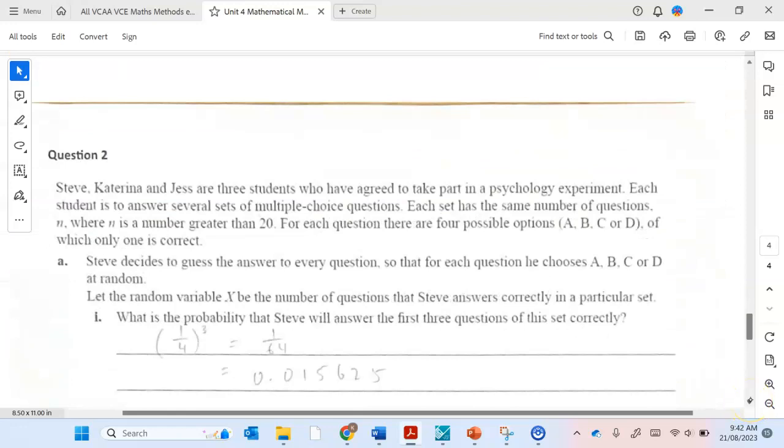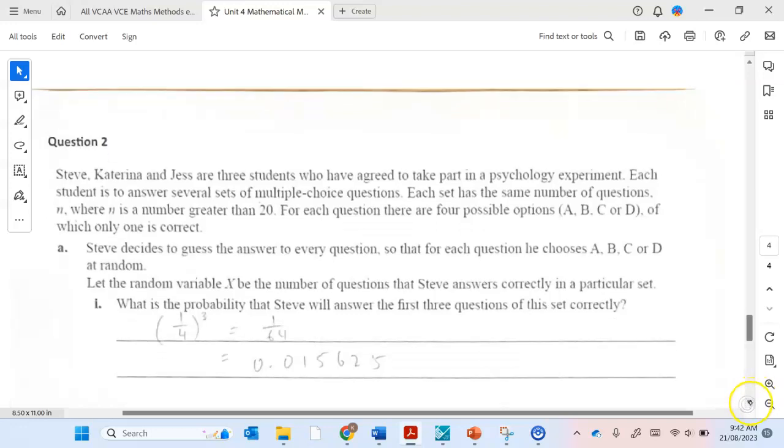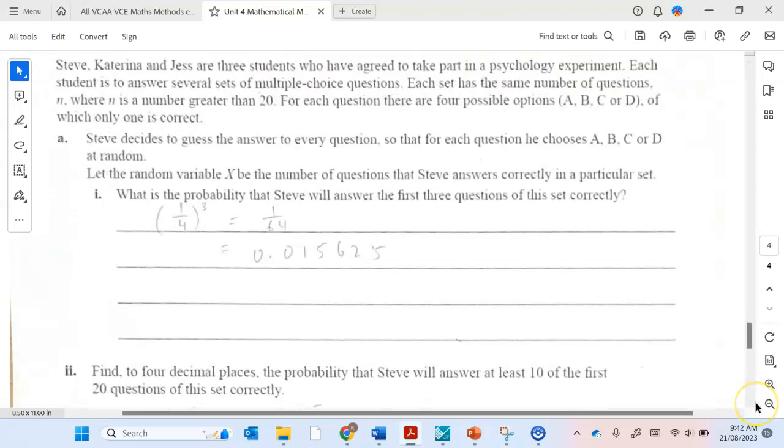Okay. Steve, Katerina and Jess are 3 students who have agreed to take part in a psychology experiment. Each student is to answer several sets of multiple choice questions. Each set has a number of questions, n, where n is a number greater than 20. For each question, there are 4 possible options, A, B, C, or D, of which only one is correct. Steve decides to guess the answer to every question, so that for each question, he chooses A, B, C, or D at random. Let the random variable x be the number of questions that Steve answers correctly in a particular set. What is the probability that Steve will answer the first 3 questions of this set correctly?